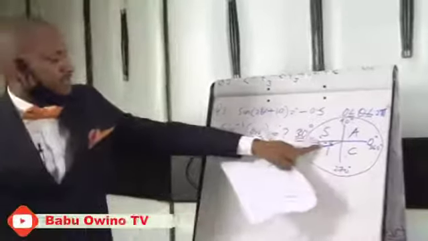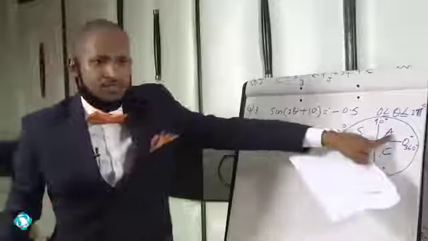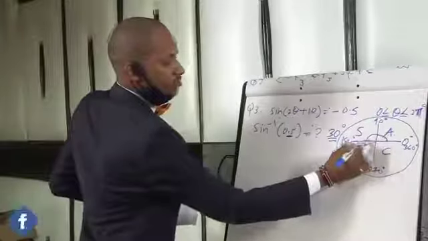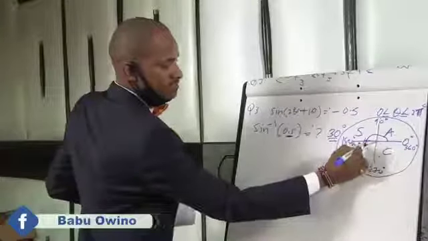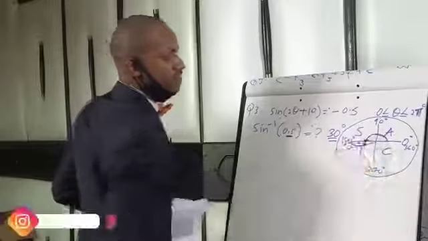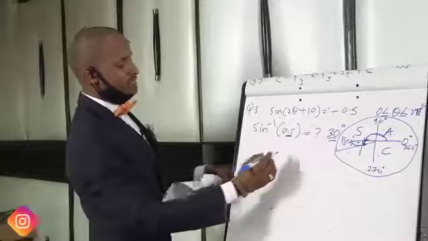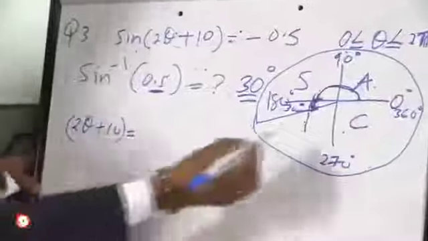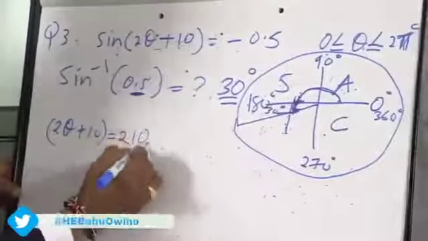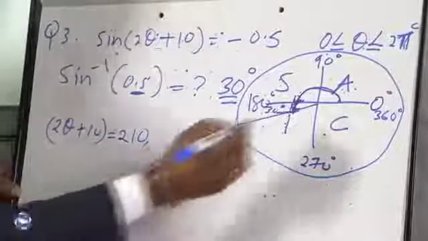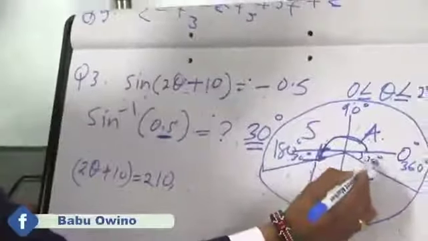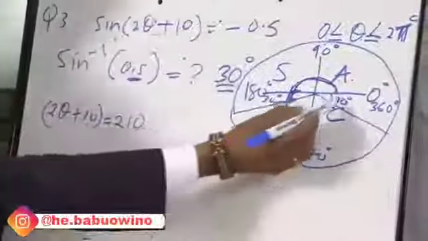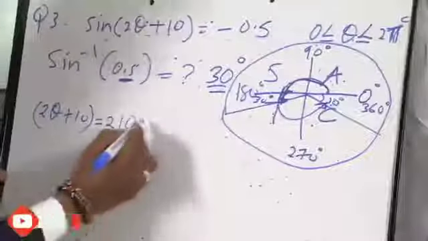So if our angle is lying here, we cannot write it as 30 degrees because 30 degrees is only positive in the first quadrant. Therefore, in the third quadrant, we will make a half rotation to reach where that 30 is, half plus 30 degrees. So when you make a half rotation, that is 180 degrees plus 30, you get 210 degrees. Therefore, 2 theta plus 10, our first angle is 180 plus 30, which is 210. Our second angle, that is 360 minus 30 degrees. You get 330 degrees.